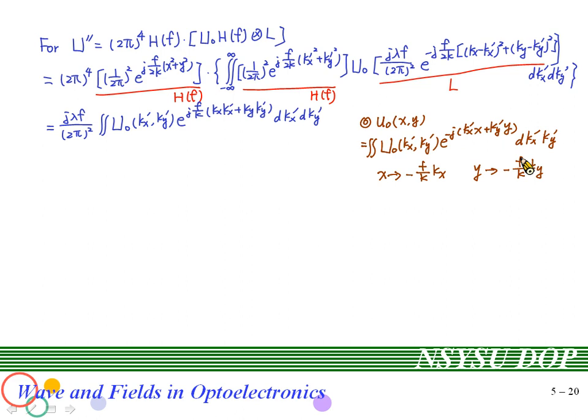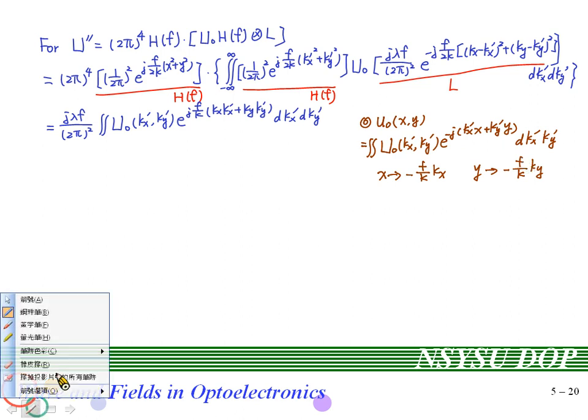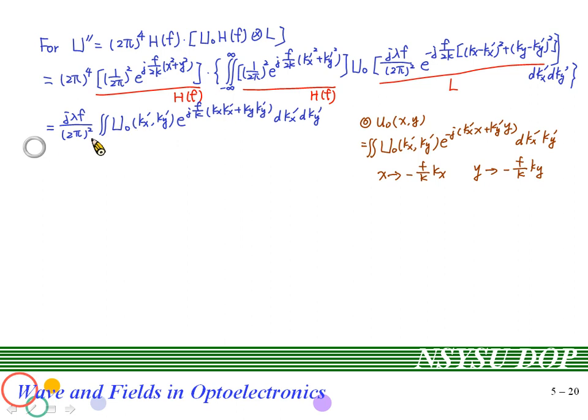Okay, so we can write that the above result can then be written as capital U double prime of k sub x, k sub y is j lambda f over the square of 2 pi times u sub 0 of minus f over k, kx, and minus f over k, ky. Okay?